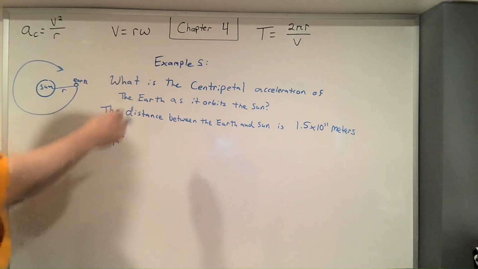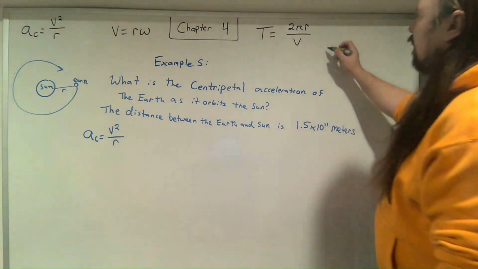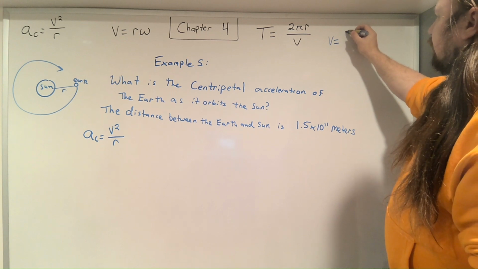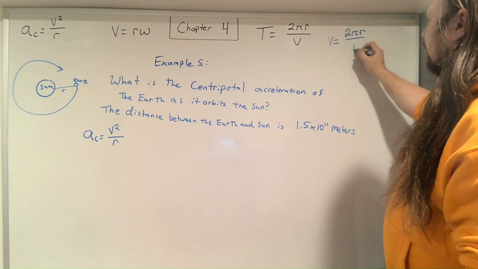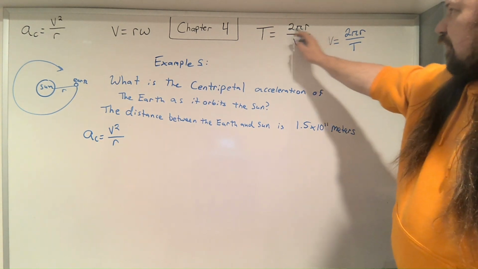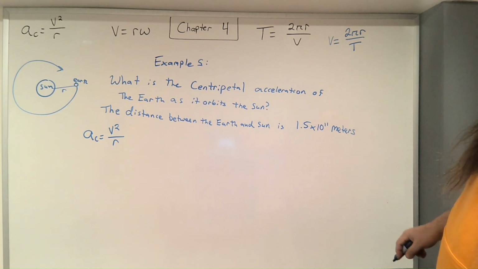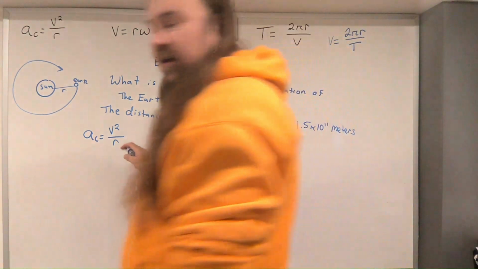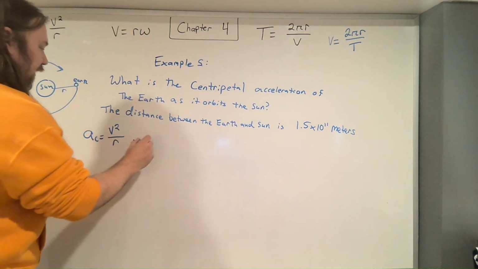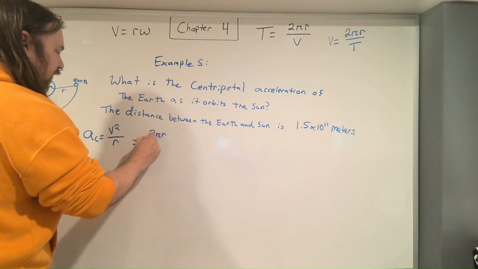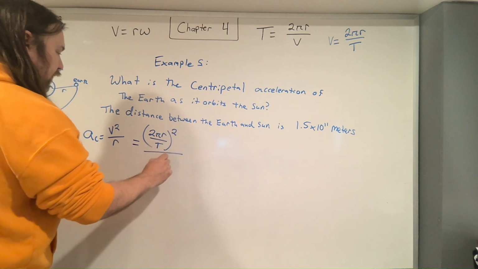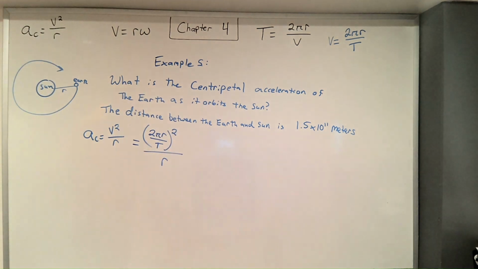Let's take the equation here for period, and we'll multiply both sides by v and then divide by t. So we'll have v is equal to 2 pi r over t. I'm just swapping these around, multiplying by v and then dividing by t, just rewriting the equation so that I can plug it into our equation over here. So now v squared is going to become 2 pi r over t, squared, over r. Okay, hopefully that makes sense.